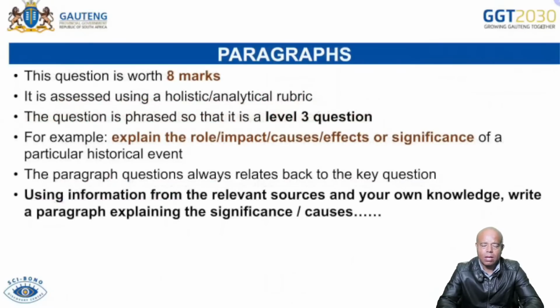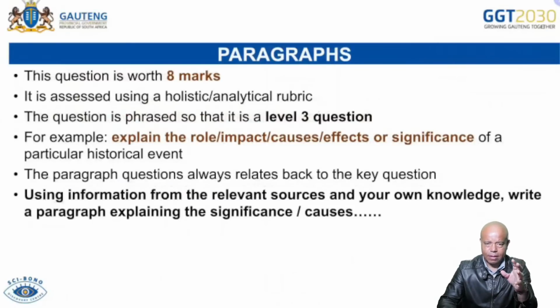Let's go to the paragraph. So the paragraph question is worth 8 marks. This is assessed using a holistic analytical rubric. The question is phrased so that it is a level 3 question, basically. For example, explain the role, impact, causes, effects, or significance of a particular historical event. The paragraph question always relates back to the key question. So it means now, when I am answering source 1A, I underline what's answering the key question. Remember, the key question is always the word in bold.